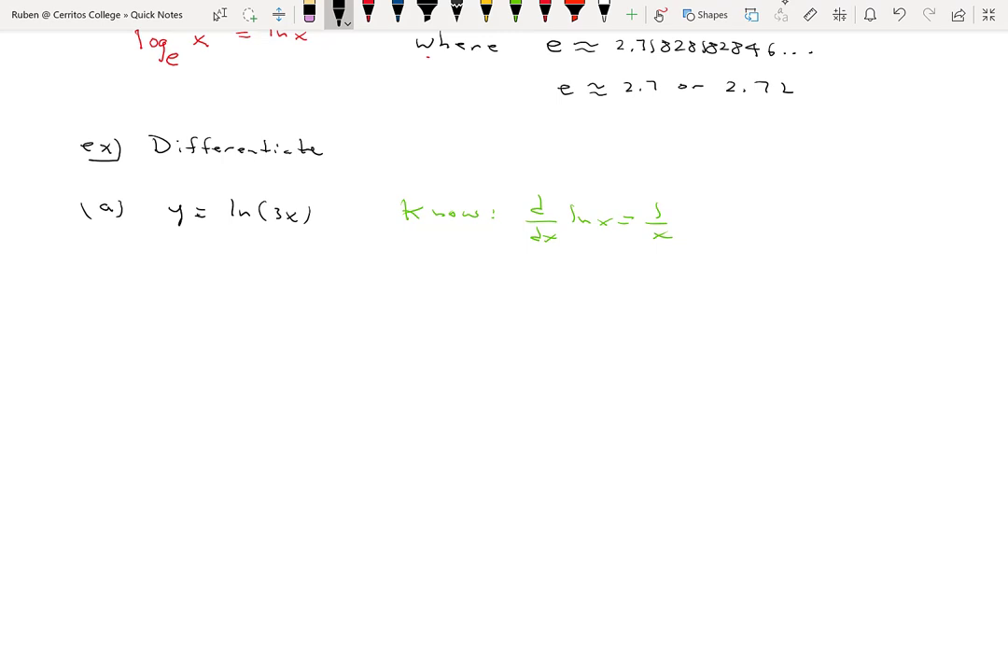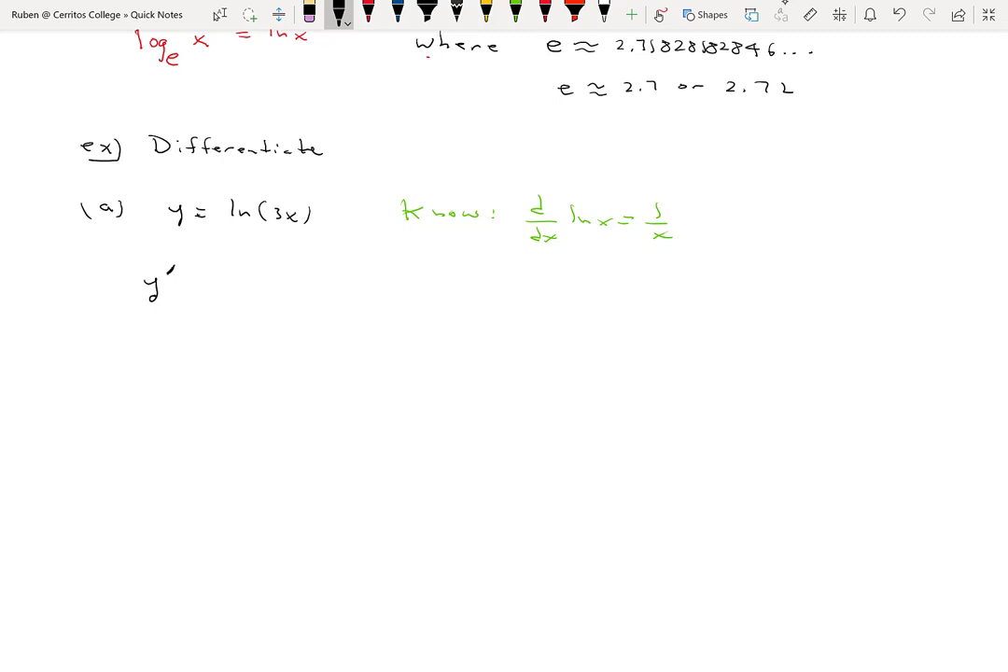So let's use this fact plus a formula that we learned in Calc 1. What formula are we going to need to use from Calc 1 to do this? If you don't see it, the hint is this is a composition of functions. The outside function is log of x. The inside function is 3x. So what rule do we use? It's called the chain rule.